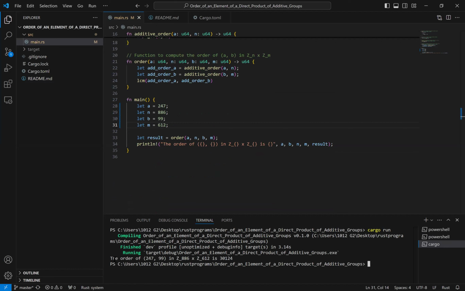Okay, it has given us the order of 247 and 99 in Z886 cross Z612 as this. That means that element, you can add it 30,124 times to get the identity 0, 0. You can add it those number of times.